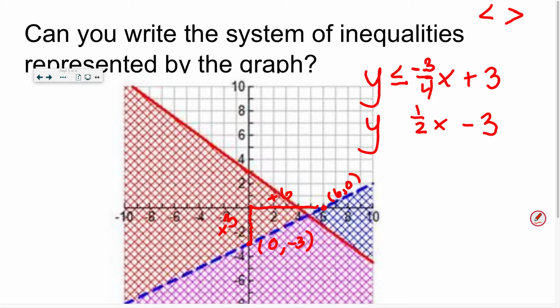Choose a coordinate where it's shaded, somewhere here where the blue or purple is. So which coordinate do you want to use? 0 and negative 3? That's on our line, so we don't want to use that one. 2 and negative 3? Wait, no, that's 6 and 0. 2 is negative.